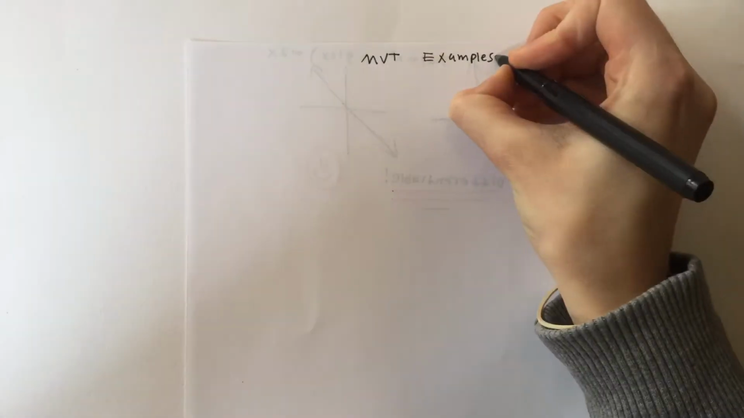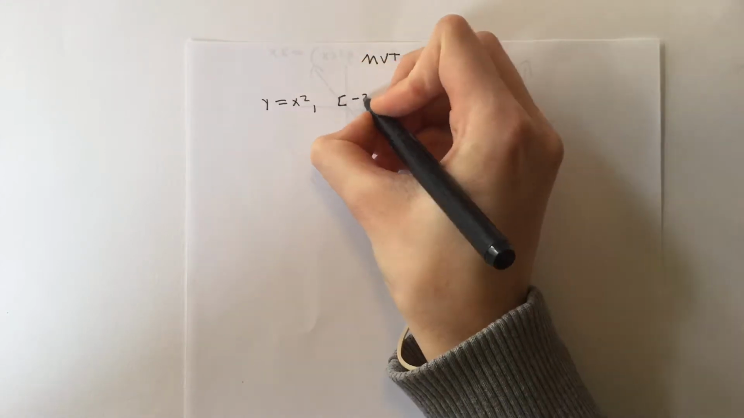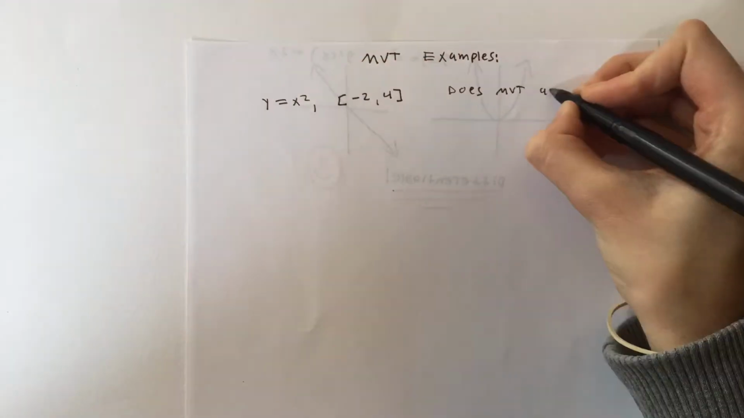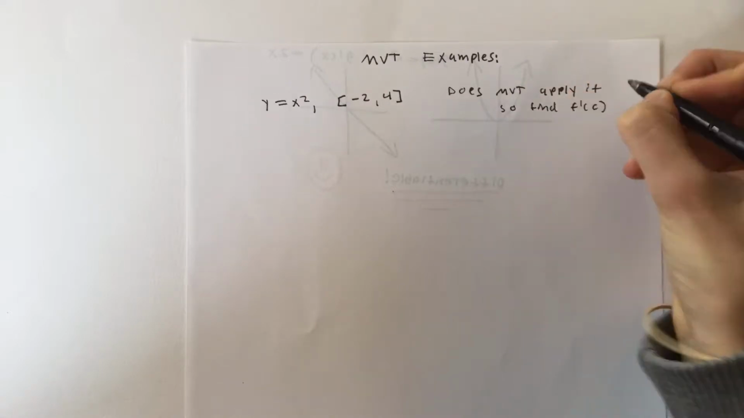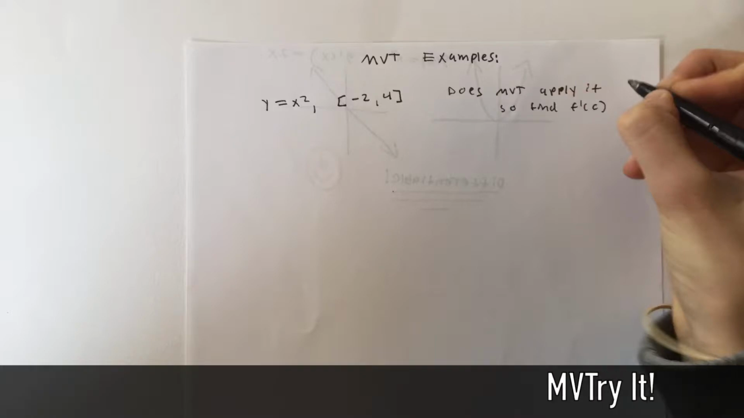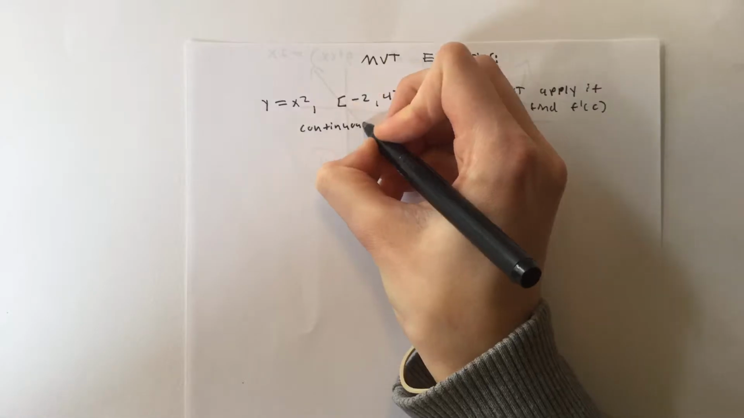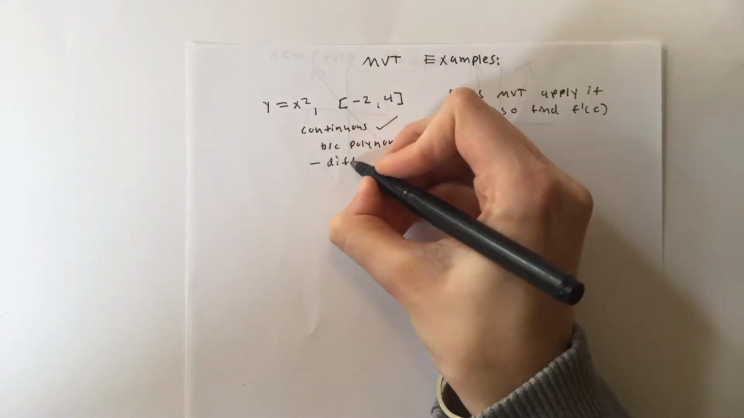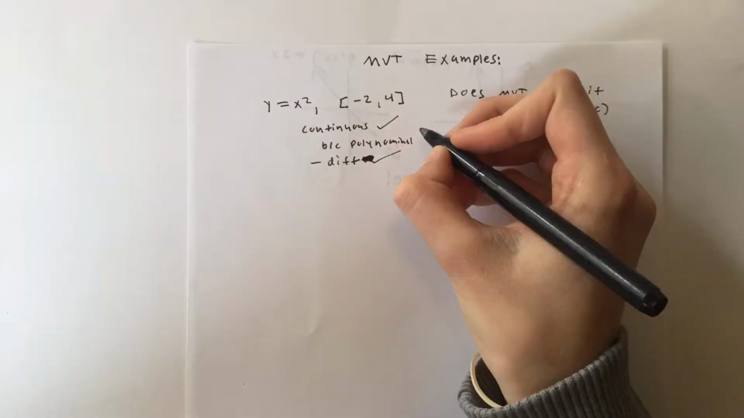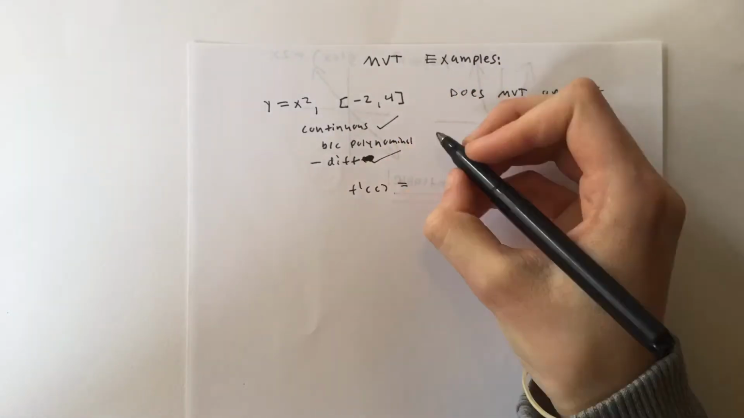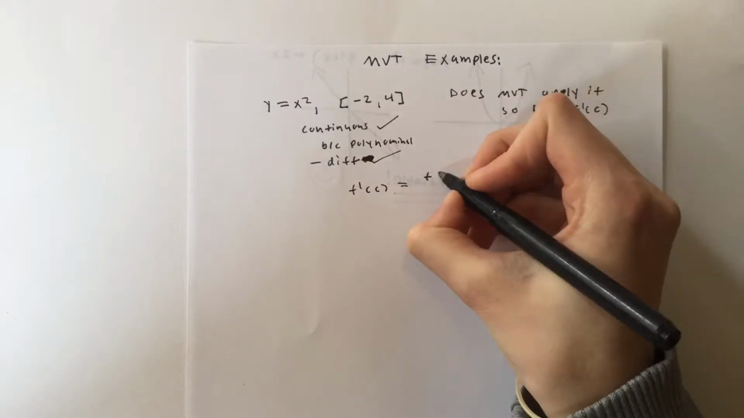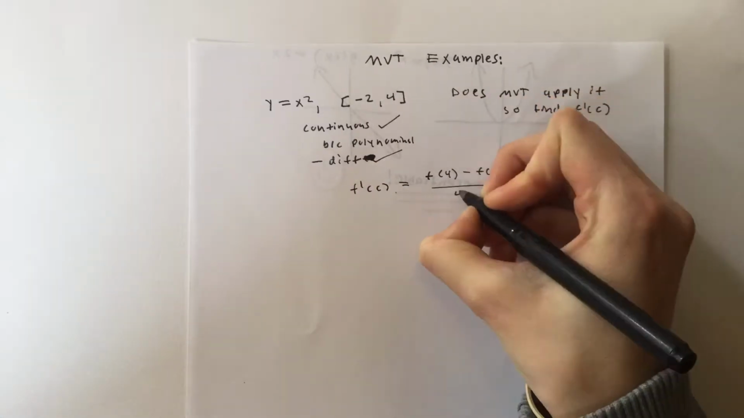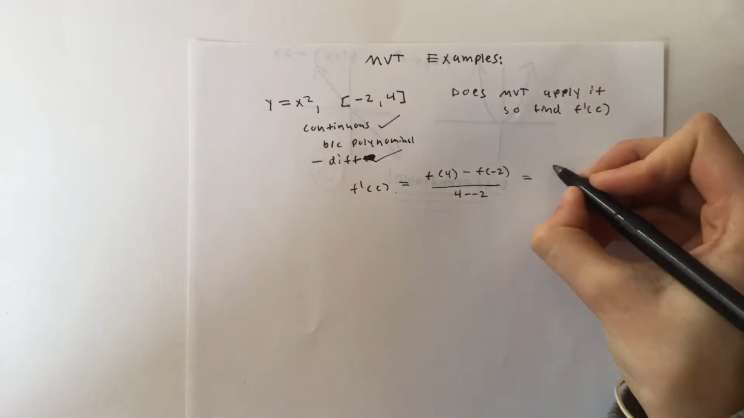Mean value theorem examples. So we have the equation y equals x squared on the closed interval [-2, 4]. Does MVT apply? If so, find f prime of c. So we know that this function is continuous because it's a polynomial. And we know it's differentiable, as we've seen in the last example. So we use MVT, and we do f of 4 minus f of -2 divided by 4 minus -2, which is 16 minus 4 over 6 equals 2.